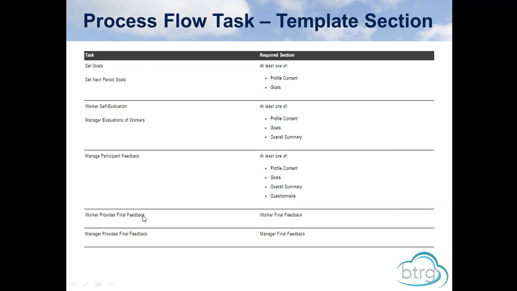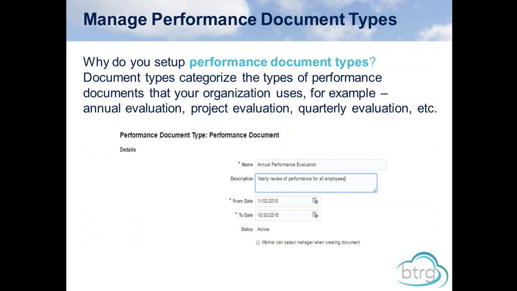Another example, worker provides final feedback. If you included that in the process flow, you need to include a section, worker final feedback. It's pretty self-explanatory, this chart. The managed participant feedback, notice that you need to have the questionnaire or one of these other things. 90% of the time it's going to be the questionnaire there. So just remember this, it's pretty critical when you're setting up your template. I always go back to it to make sure I have each one of the sections for each of the tasks that I used.